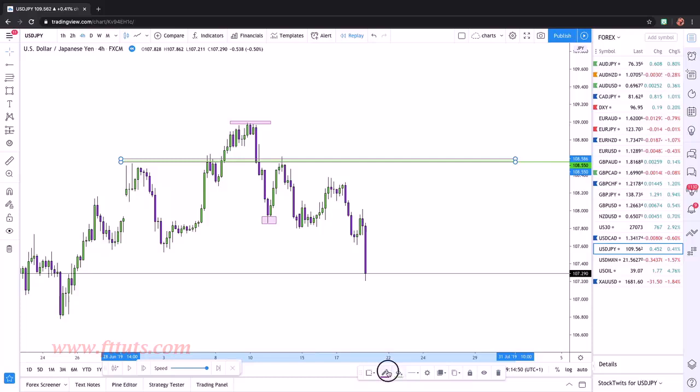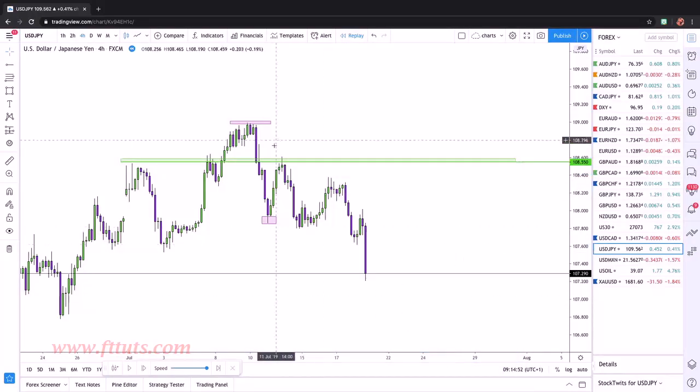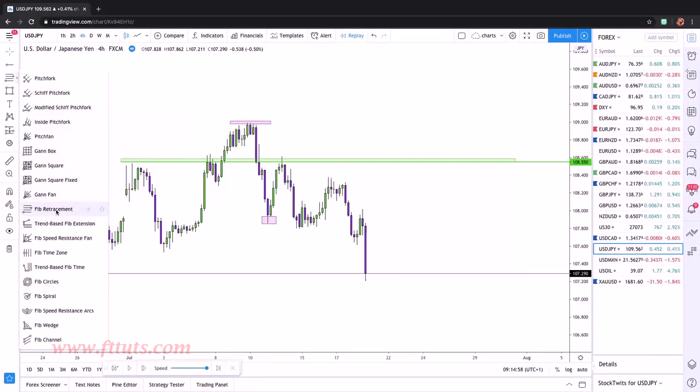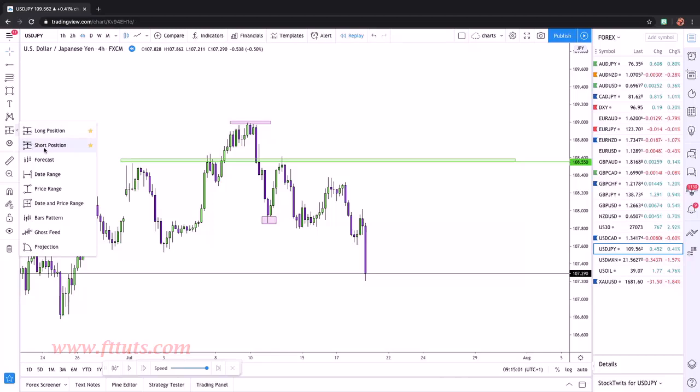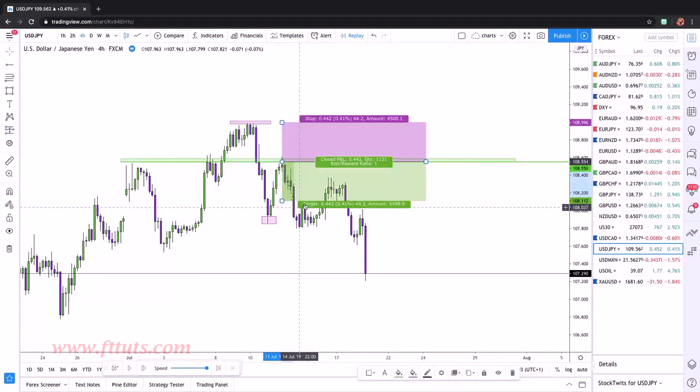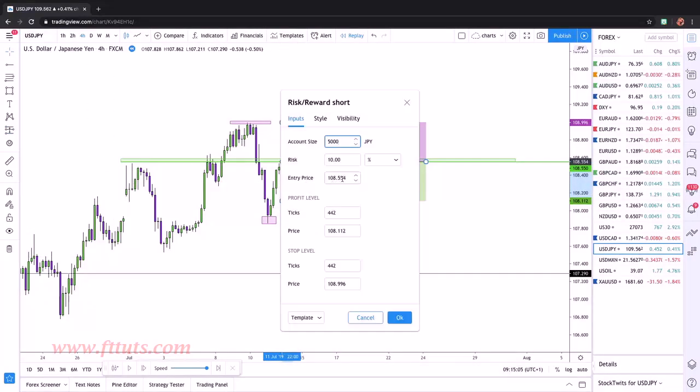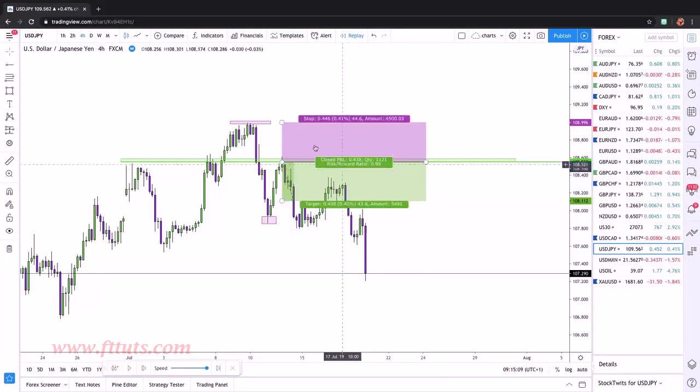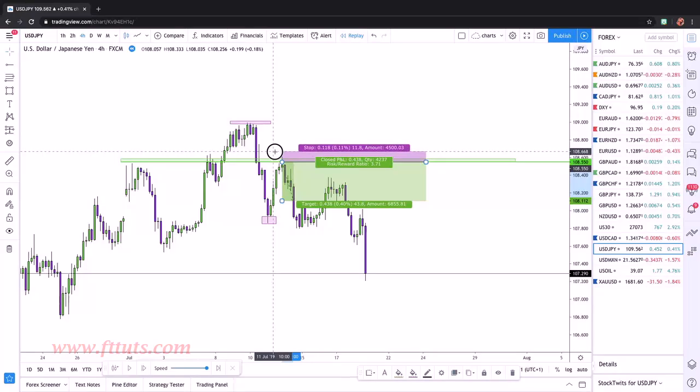Make it the same color. Okay, so it's rejecting off that 61.8 at 108.50. So we can take an entry at 108.50. Okay, so again, entry 108.550, and then stop loss above this zone.